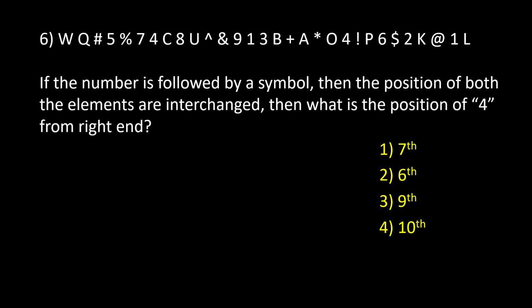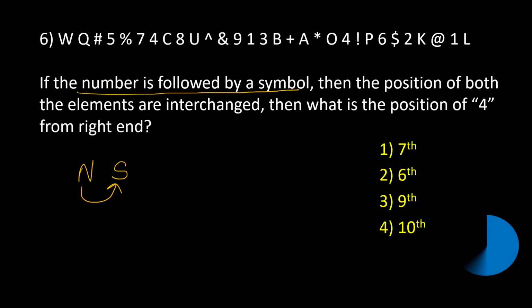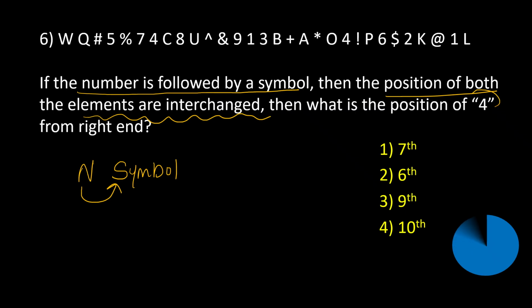Sixth question on your screen, and your timer starts now. This is a mixed series where you have numbers, alphabets, and symbols included. Now, how will you solve this question? If a number is followed by some type of symbol, then the positions of both elements are interchanged. Then what is the position of 4 from the right end?